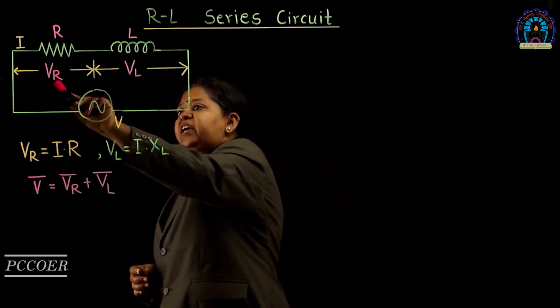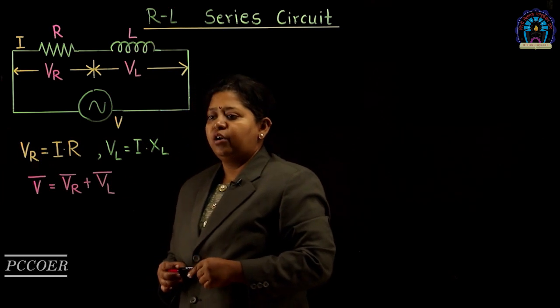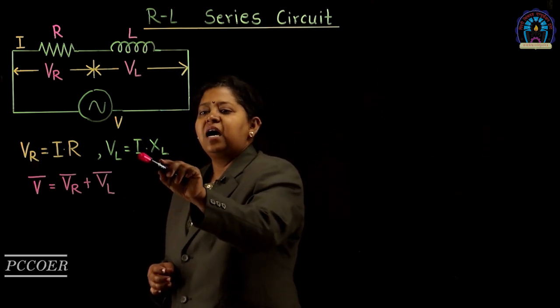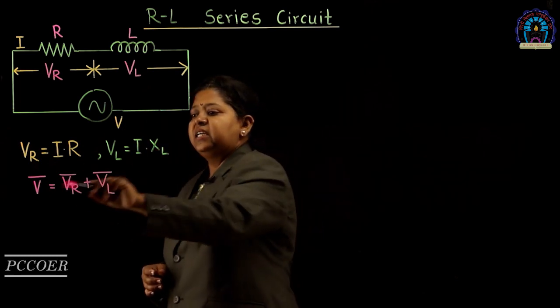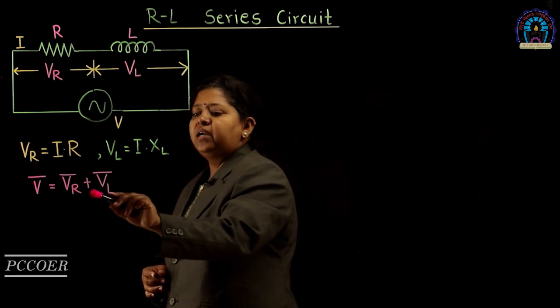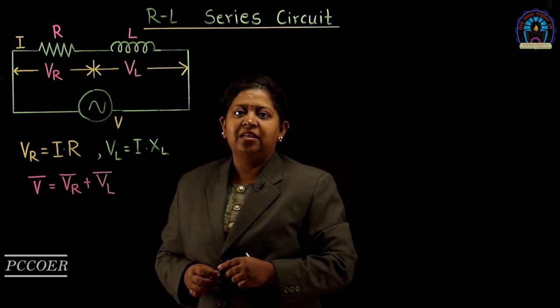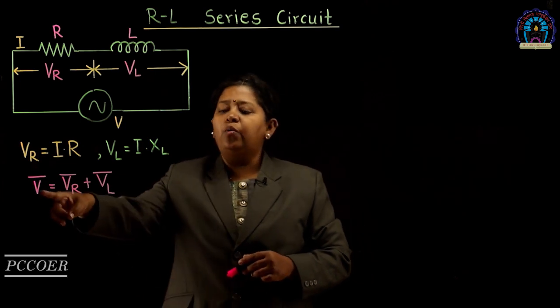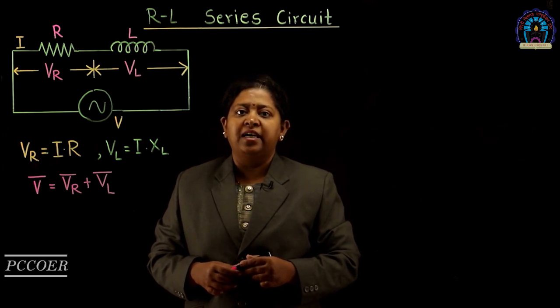By Ohm's law, we can write VR is equal to I into R. Also, VL can be written as I into XL. The total voltage V bar is equal to VR bar plus VL bar. This is a phasor addition. In order to find out the total voltage, we will have to draw a phasor diagram. Let us develop a phasor diagram for this case.